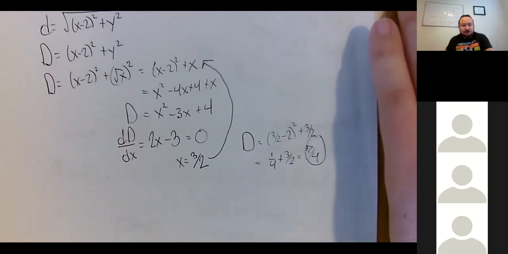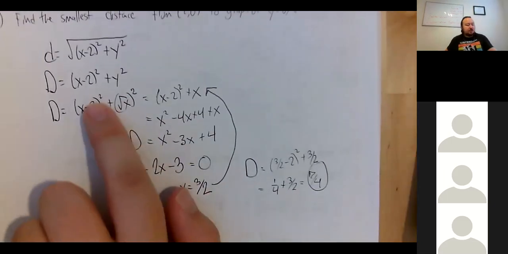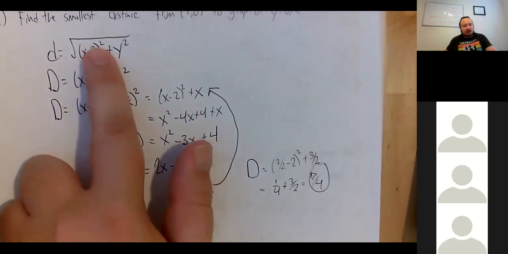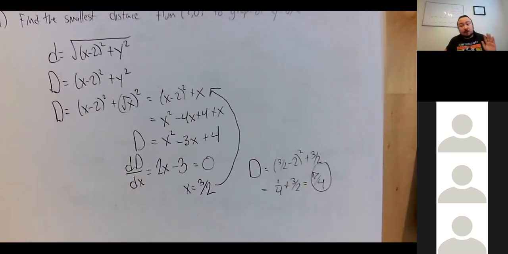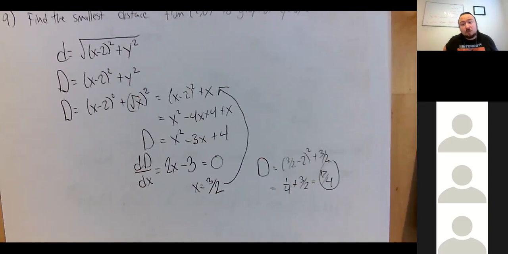All right, so there we go. The trick for this problem was to use this instead of the square root here. And you can do that for any problem where you have to maximize or perhaps minimize a square root. All right, so that was 9.